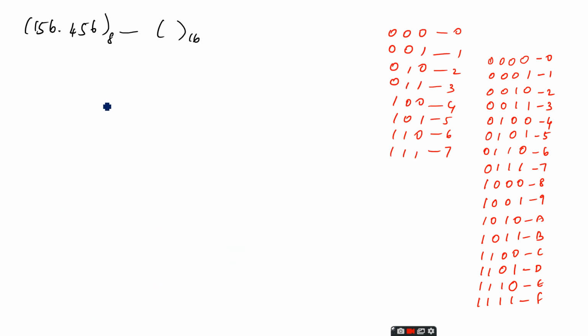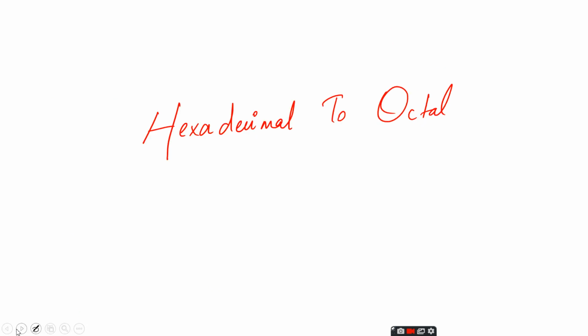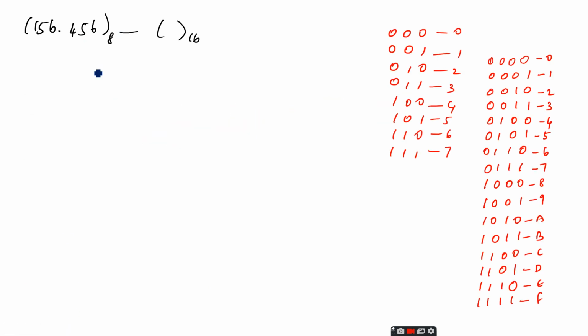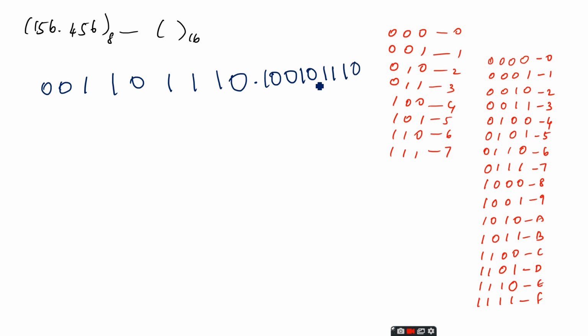Now the next question is 156.456. So we have to write the binary value of 1 in 3 bits, that is 001, 5 is 101, 6 is 110, point, 4 is 100, 5 is 101, 6 is 110. After that, we have to group it in 4. So this is the first group of 4. Now this is the second. Now it is 1 bit.